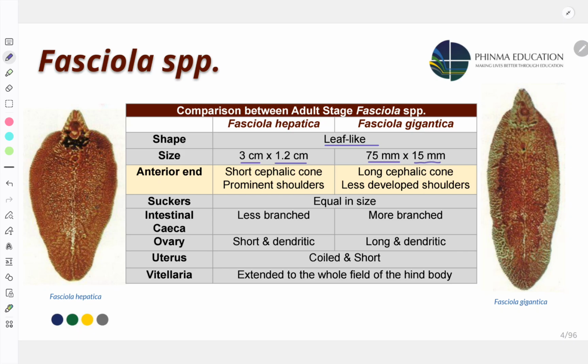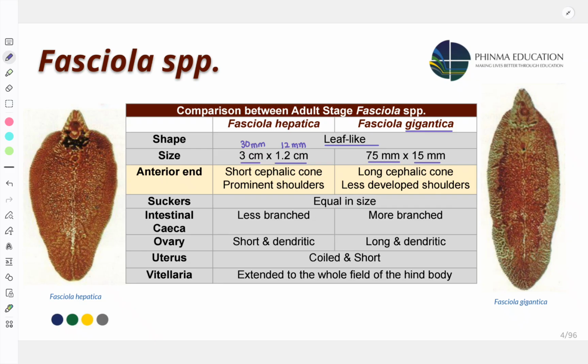So if you could see, gigantica is clearly bigger than your hepatica, because 3 cm is 30 mm by 12 mm. So if you compare the sizes, gigantica is bigger than hepatica. That's why it's named gigantica, because it's very big.